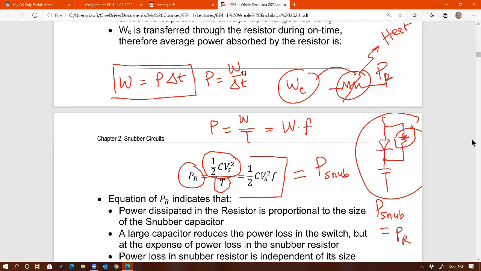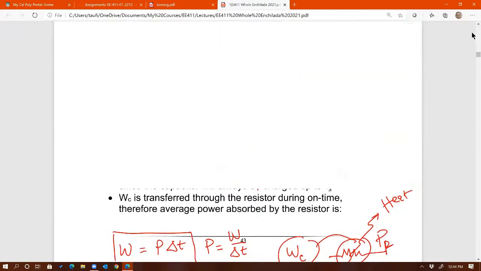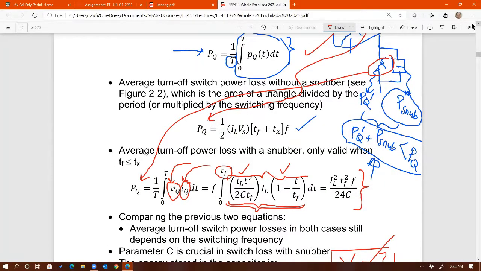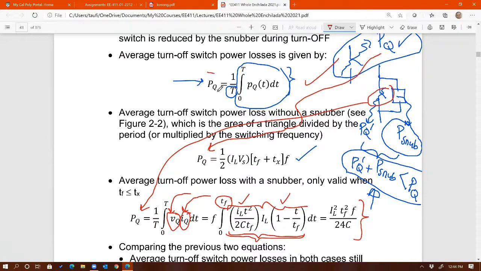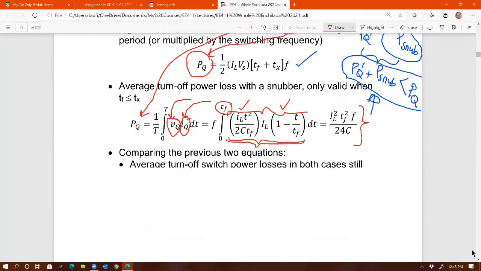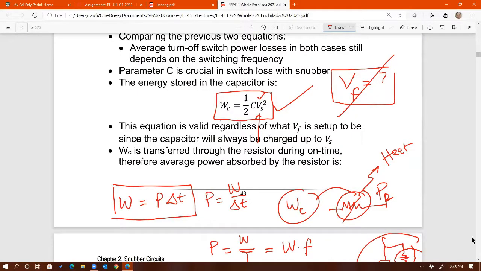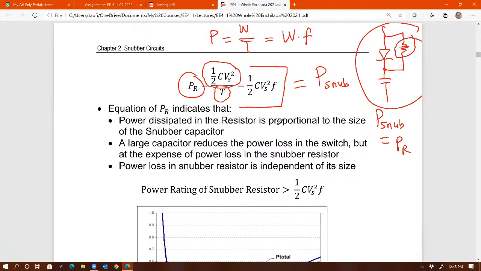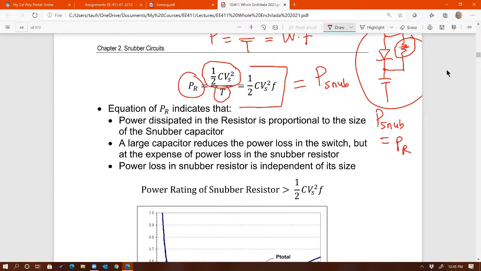Okay, now I'm done finding those 3 equations. Remember, the objective is to find the 3 equations: PQ before snubber, that equation right there, and then PQ after snubber, and then finally P snubber itself. Any questions on that? Now we have not answered what will be a good or proper way of sizing this snubber, right? That's going to be next. But before I do that, any questions?